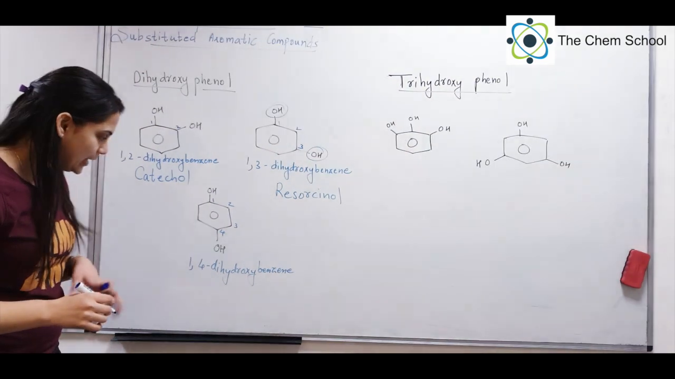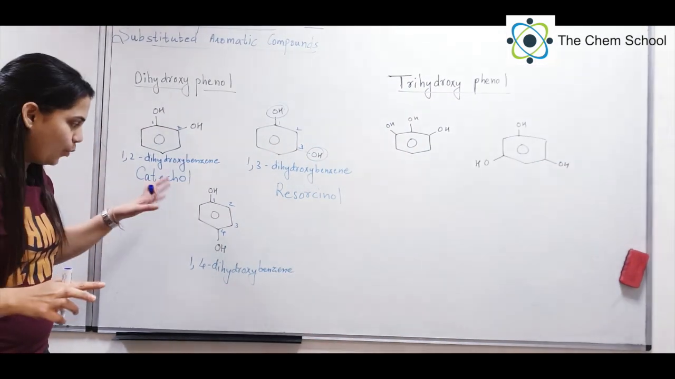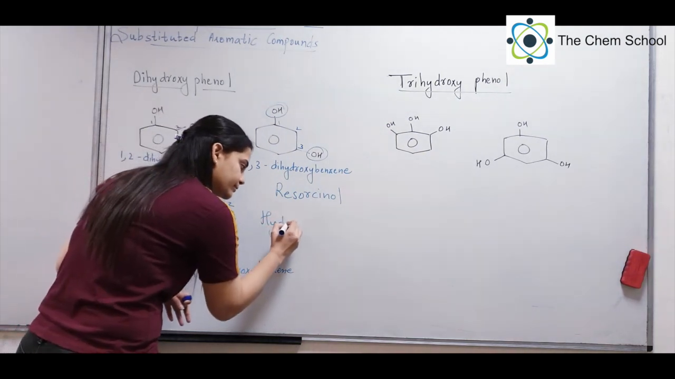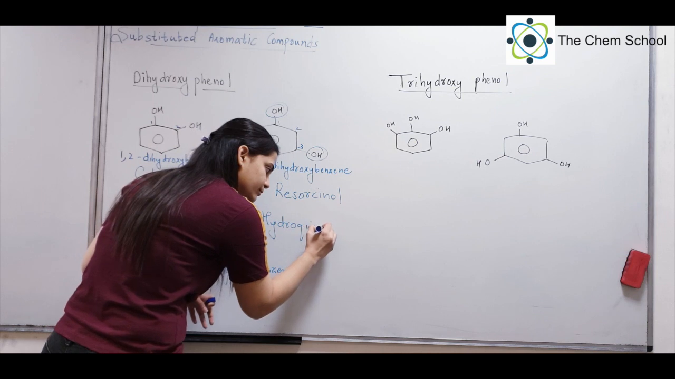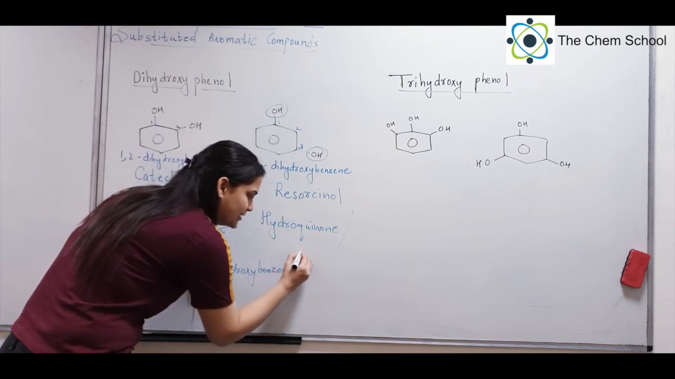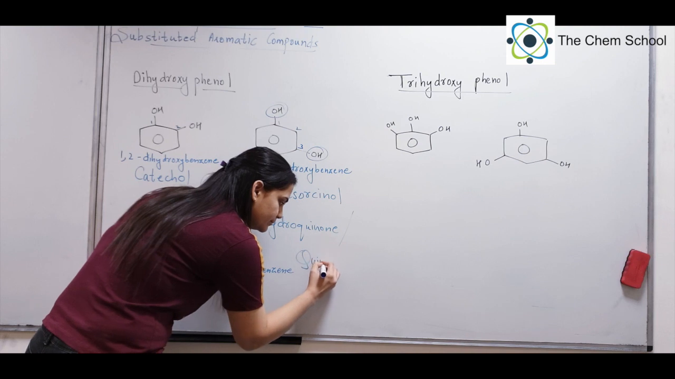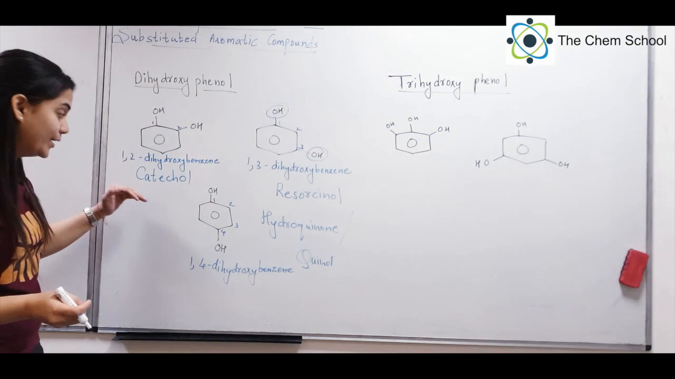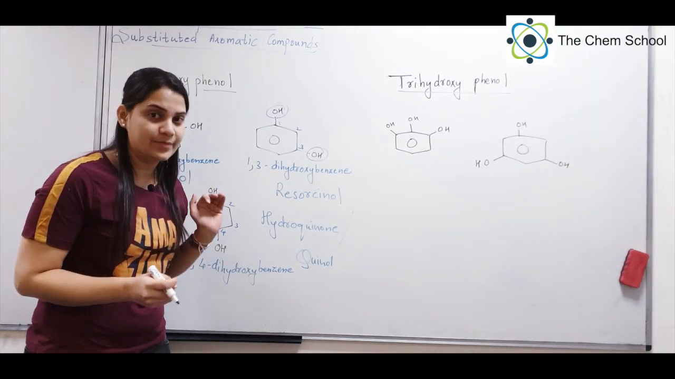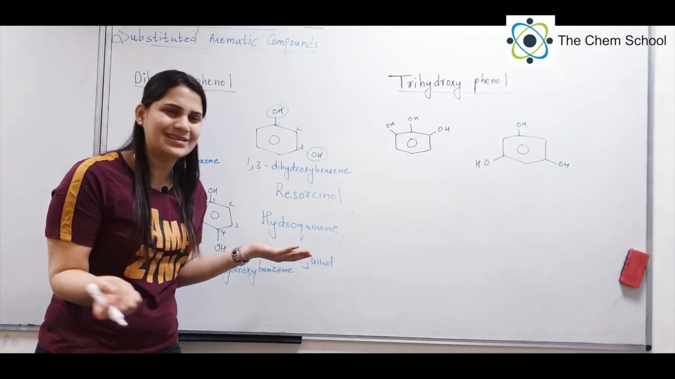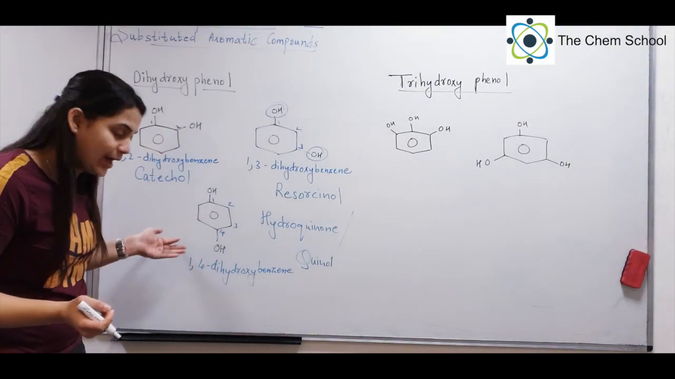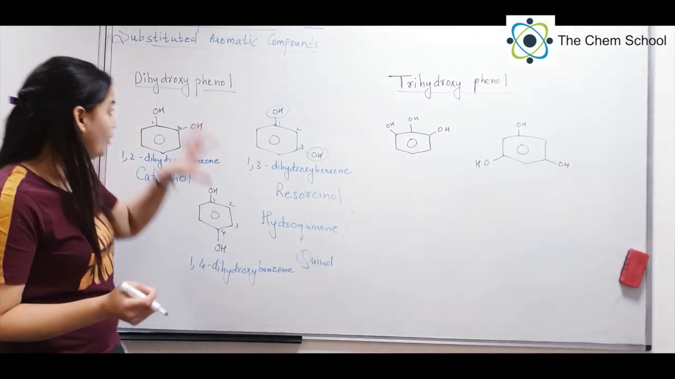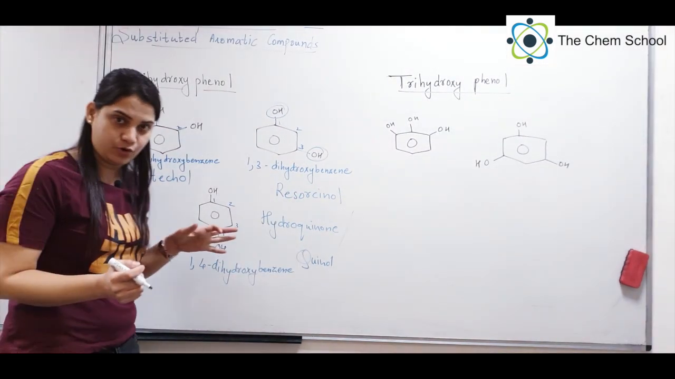Have a look at the next one. This one has two names. So 1,4-dihydroxybenzene, you can either call this hydroquinone or you can call this quinol, right? So I repeat, if it is 1,2-dihydroxybenzene, you can call it catechol. 1,3-dihydroxybenzene is called resorcinol, which is used as an antiseptic. If you have 1,4-dihydroxybenzene, it is called hydroquinone, or it is also called quinol. So I hope dihydroxyphenols are very clear for all of you.